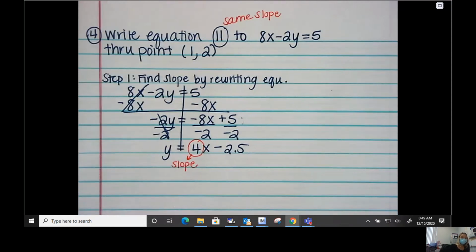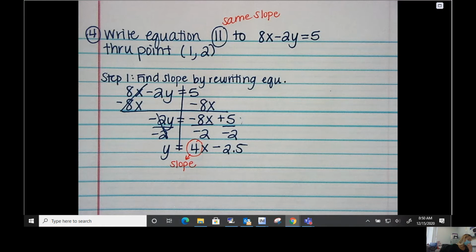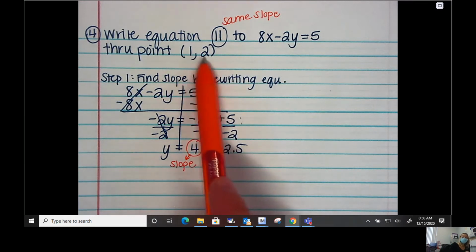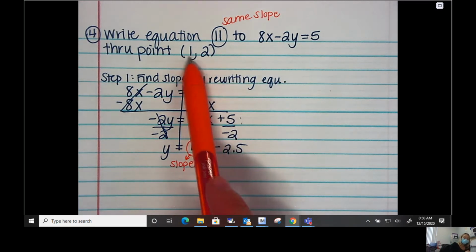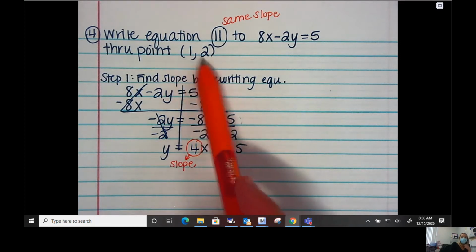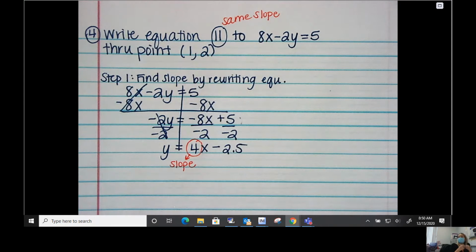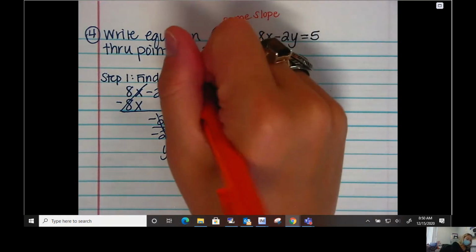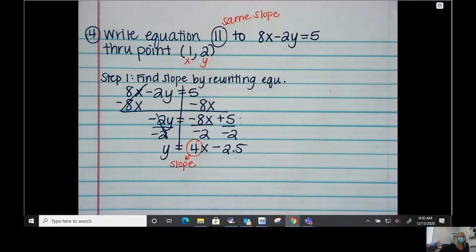Now, step 2 is I need to plug in some values because now I have a slope, right? Now I've got a slope. I've got a point that's given to me. And I want to find an equation that has a new b value. This value over here. I want to figure out that new value. So if you're given a point, 1, 2, which one of those is your x? Which one's your y? 1 is the x, 2 is the y.